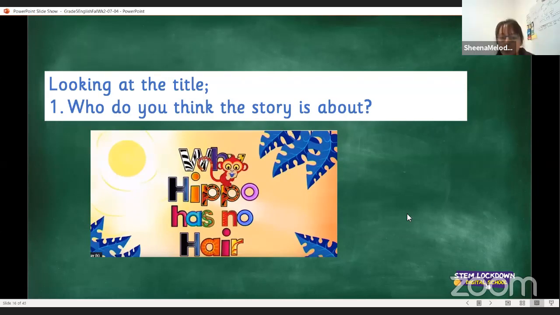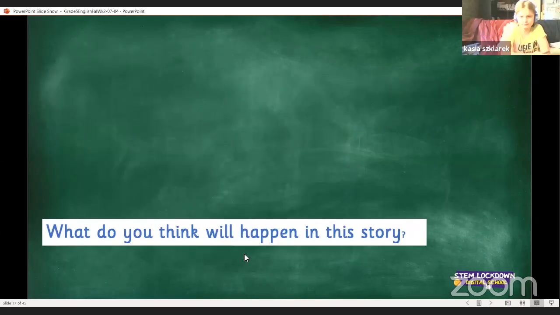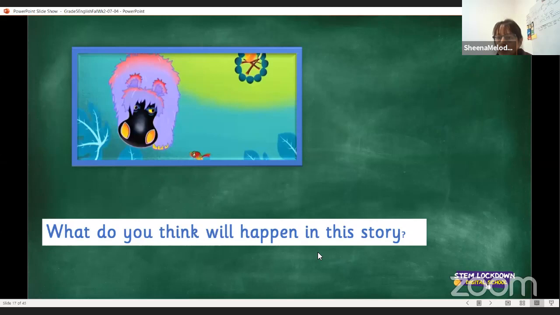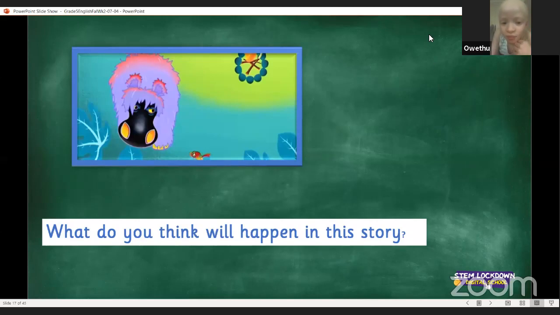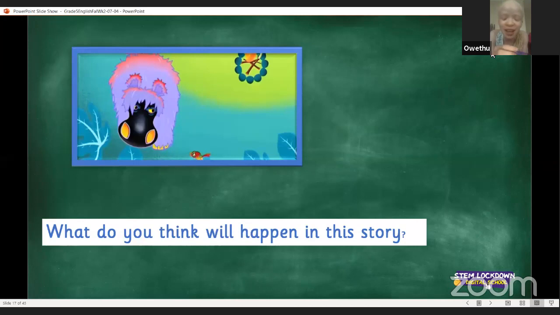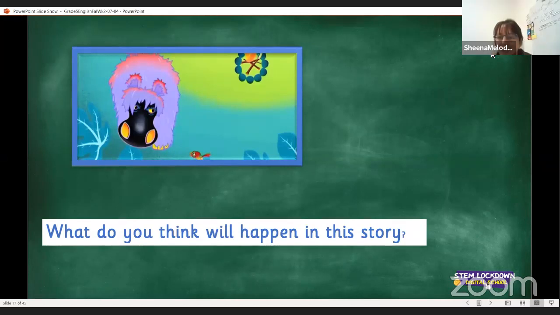Let's look at the next question. What do you think will happen in the story? So what do you think is going to happen in this story? Yes. Is your hand up? I think something bad will happen to the hippo. But actually, do hippos actually have hair? Do you think they have hair? No, ma'am, they don't have hair.